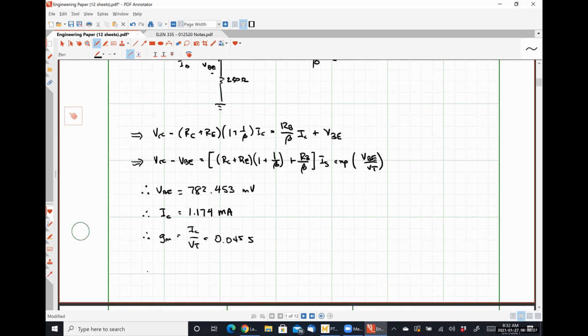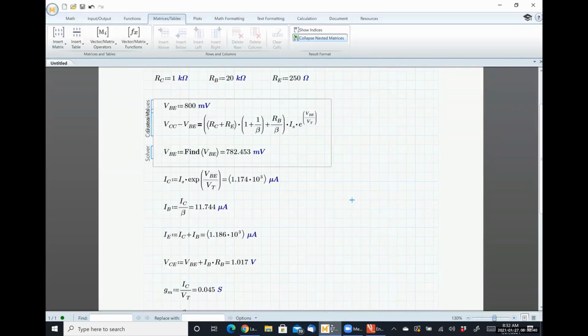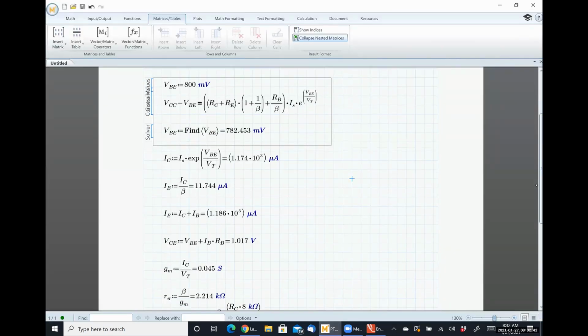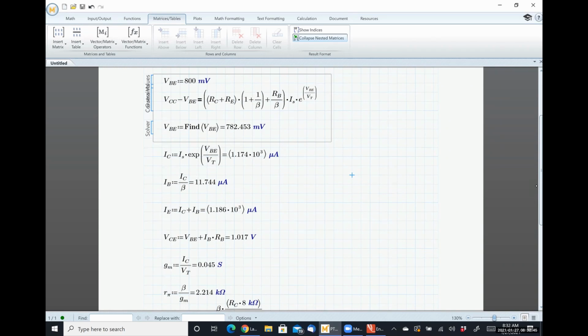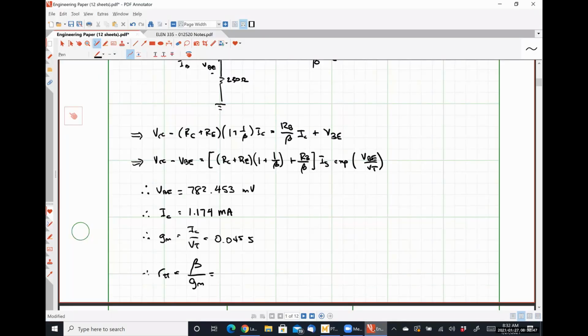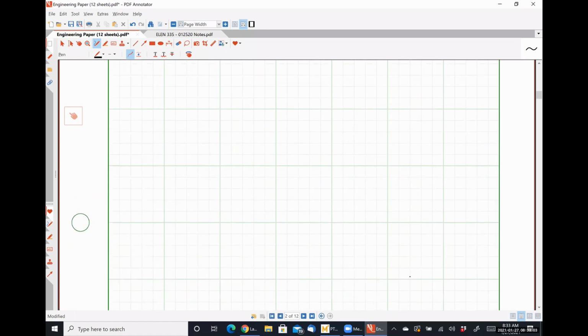And lastly, I can get R pi, which is going to be beta over GM, which is apparently 2.214 kiloohms. All right, so we're done with our large signal analysis and have extracted all of our necessary parameters. Now let's move into the small signal circuit analysis, okay?